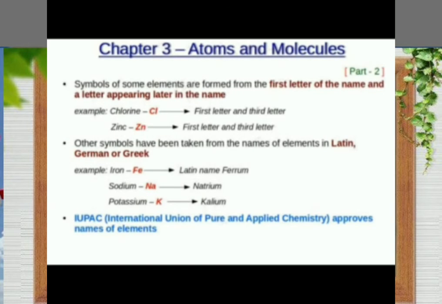And the next one: the symbols of some elements are formed from the first letter of the name and a letter appearing later in the name. For example, chlorine. In chlorine, for making the symbol, we take the first letter and third letter. And also in zinc, we take the first letter and third letter.